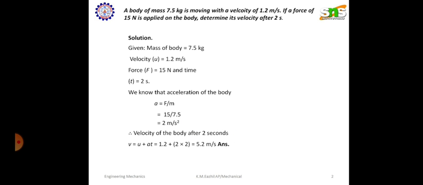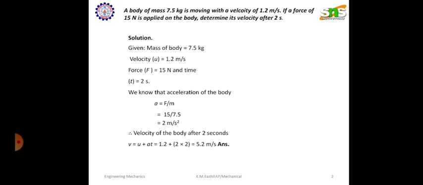Let's solve some basic problems. Question: a body of mass 7.5 kg is moving with a velocity of 1.2 meter per second. If a force of 15 Newton is applied on the body, determine its velocity after 2 seconds. We have to write down the given data. Mass of body is 7.5 kg. Velocity u is given as 1.2 meter per second. The force is 15 Newton and time taken t is 2 seconds.